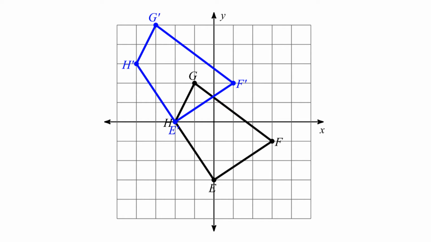We have figure EFGH translated to figure E prime, F prime, G prime, and H prime. We have to find out how much it is translated by. We see G is translated 1, 2 units to the left, 2 units to the left, and 1, 2, 3 units up.